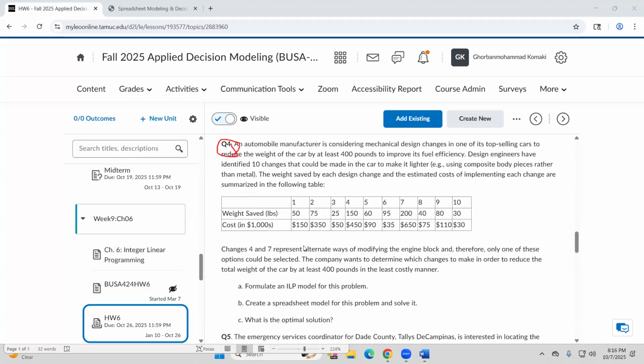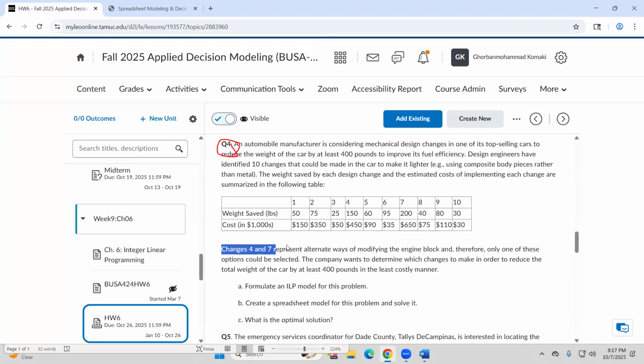Okay, so you have 10 possible improvements on the car, and you pick some of them, right? So either you pick it or not. So that means they are binary, and they have some cost. So you want to minimize it, and then here they save the weight of the car. So we want to reduce the weight of the car by at least 400 pounds. So the summation of this weight times xi should be greater or equal 400, right? Because that's the weight.